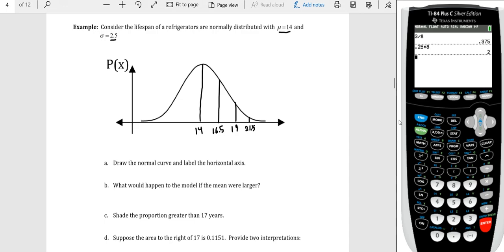I'm going to do the same thing on the other side. So I'm going to go down 3 instances of the standard deviation. Down 1 standard deviation would give me 11.5, so that's 14 minus 2.5. Minus another 2.5 gives me a value of 9. And another gives me a value of 6.5.